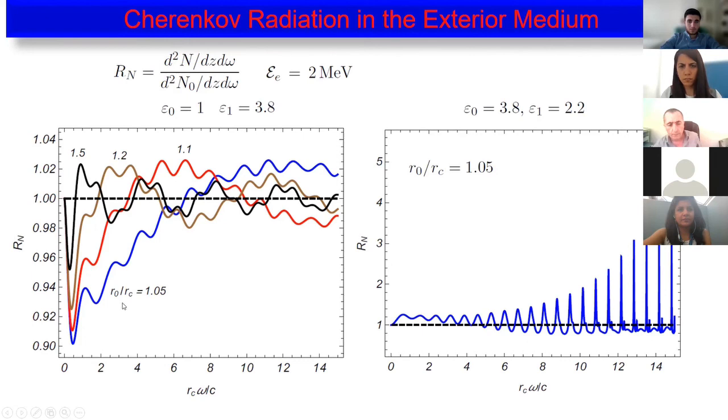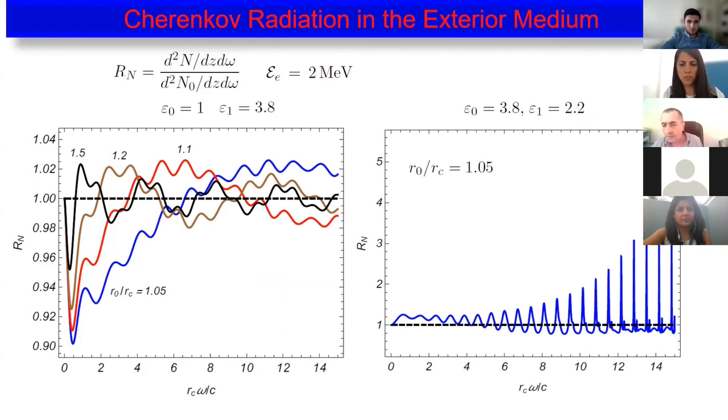Here, the calculations were done for different values of this ratio. R0 is the distance of the trajectory from the axis of the cylinder. For different cases, you see this is the case. This one corresponds to the radiation in a homogeneous medium, and you will have some oscillations as an action of the waveguide.